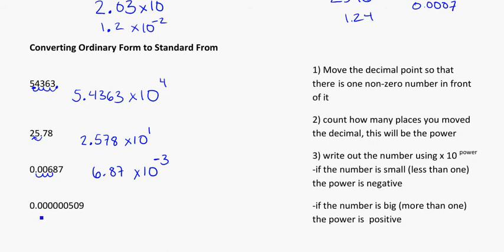Looking at the last example here, again I need to move my decimal point so that it has just one non-zero digit in front of it. So let's count up. 1, 2, 3, 4, 5, 6, 7 spots. 5.09 times 10 to the negative 7. And again a negative power because it's a really little number. So again, little numbers less than 1 are going to have negative powers, and big numbers more than 1 are going to have positive powers.